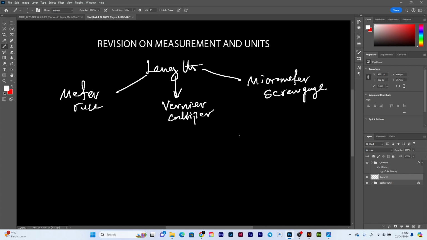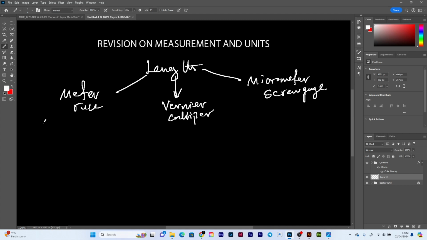However, I want you to understand something about these instruments. What exactly does the examiner want to test you on these three instruments? The examiner wants to test if you understand the number of decimal places you need to report the results. If you measure something with meter rule, vernier caliper, or micrometer screw gauge, what number of decimal places do you need to report your answer? That's the number one thing they want to know there.